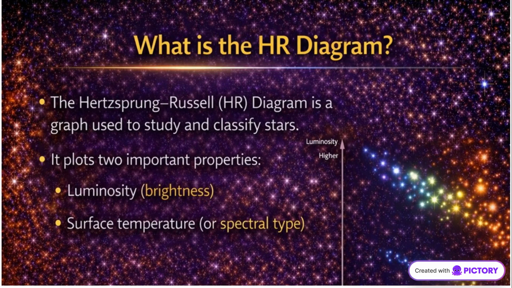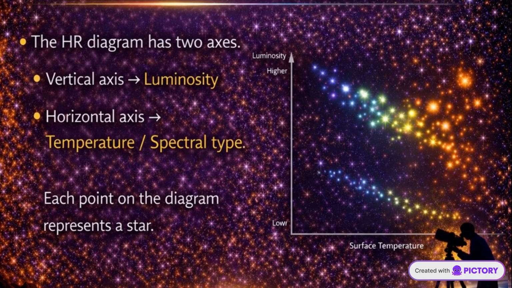The Hertzsprung-Russell diagram is a graph used to study and classify stars. It plots two important properties: luminosity, which represents the brightness of a star, and surface temperature, which is related to its spectral type. The HR diagram consists of two axes. The vertical axis represents luminosity, and it increases upward. The horizontal axis represents surface temperature or spectral type. Each point on this diagram corresponds to an individual star.